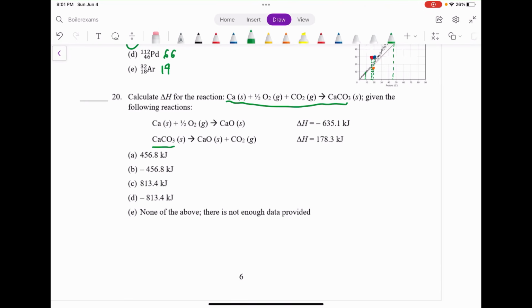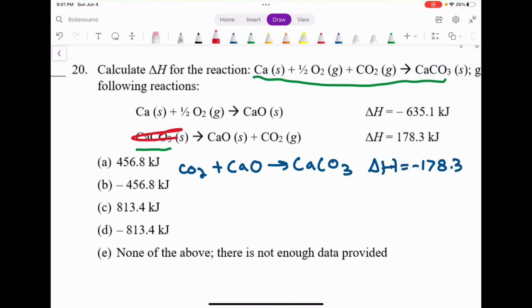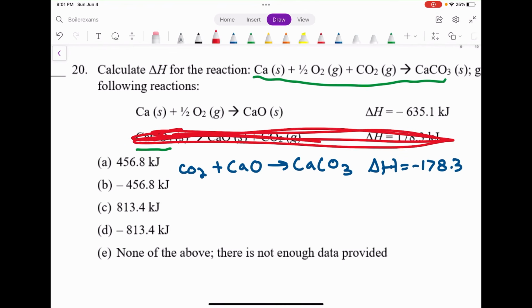So let's flip this reaction. I'm going to flip it. Let's do CO2, I'm not going to write the phase, plus calcium oxide turns into this thing. And then I'm going to flip my delta H. So all I did there was reverse the direction of the reaction and then flip the delta H. So this is now no longer useful to us. Let's use this instead.